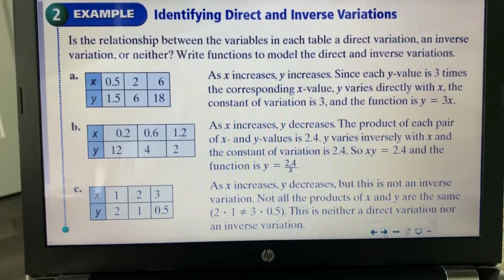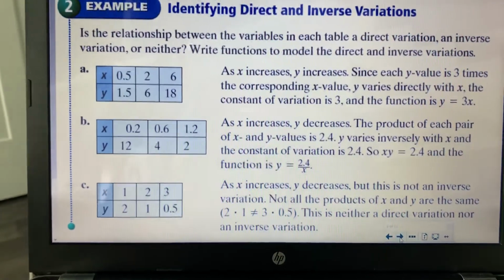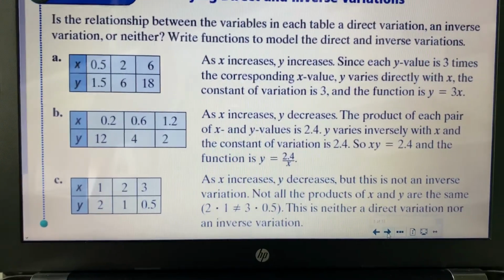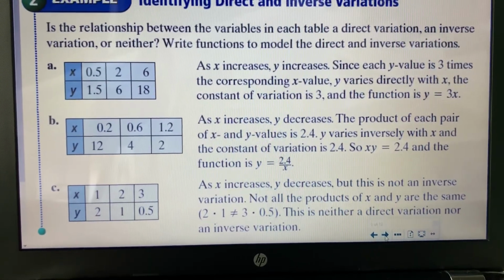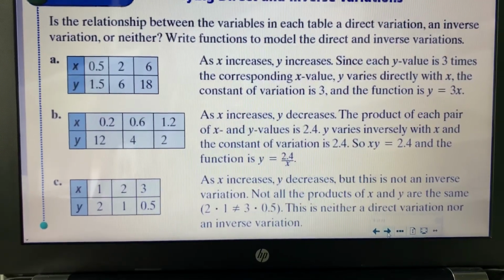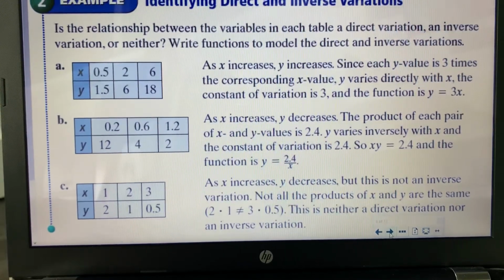Direct relationships always do the same thing. If x gets bigger, y gets bigger. So you want to check to see, is that a direct relationship? And the way to check is to see, do you get the same k value with each pair of x and y coordinates? So remember that the k value for direct, you find k by doing y over x.